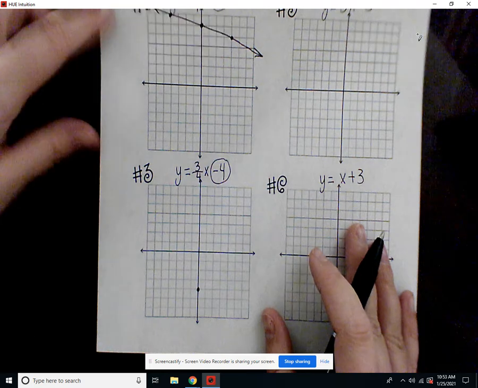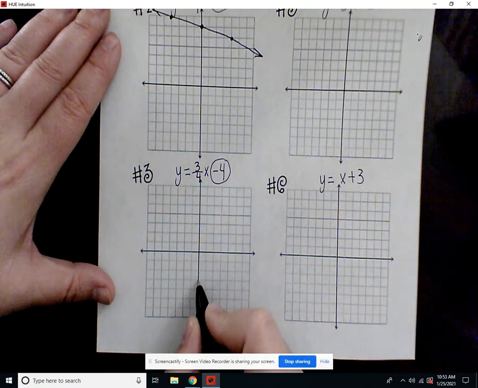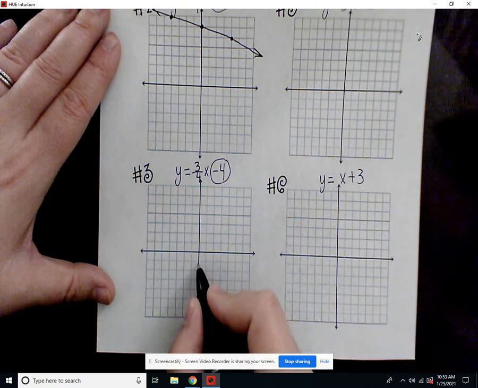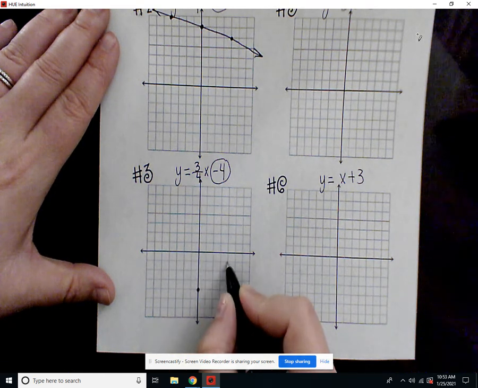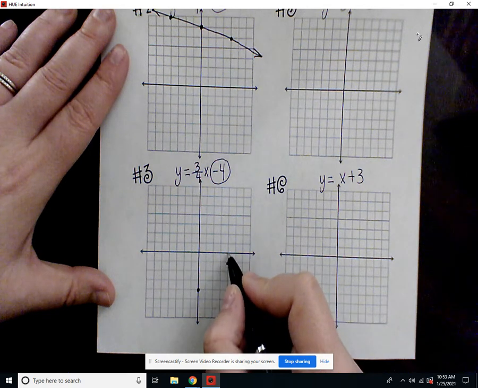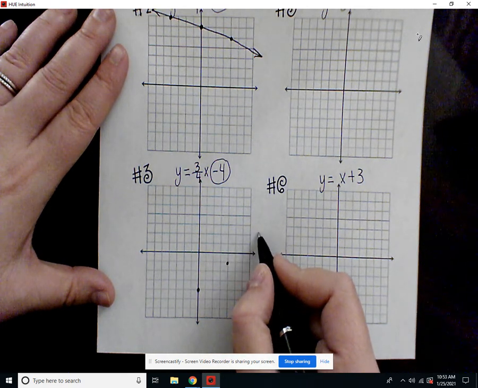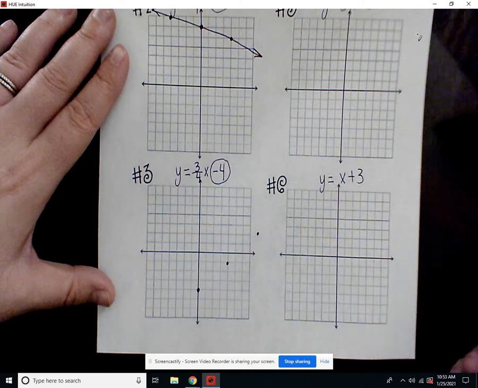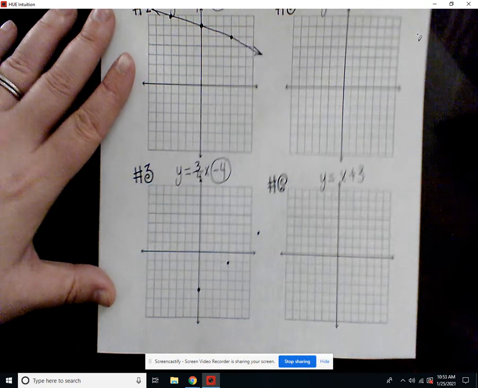And since it's positive, we're going to go to the right. So we're going to rise 3, 1, 2, 3, run to the right 4, 1, 2, 3, 4, and put a dot. Okay, so rise 3, 1, 2, 3, and then 1, 2, 3, 4. And this one's kind of off the graph, so you at least can, and that's fine if you go off the graph, but don't just keep going and going and going.